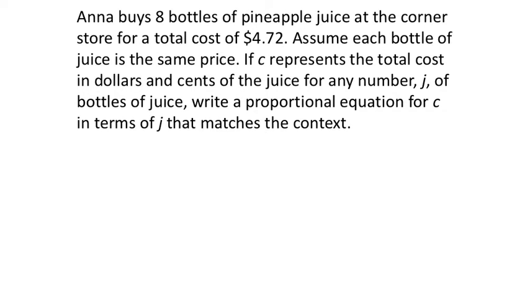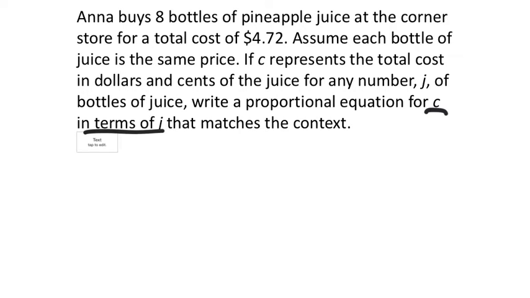Here's our first example. Anna buys 8 bottles of pineapple juice at the corner store for a total cost of $4.72. Assume each bottle of juice is the same price. If C represents the total cost in dollars and cents of the juice for any number J of bottles of juice, write a proportional equation for C in terms of J that matches the context. So we're looking at C in terms of J right here at the bottom. That'd be important for us.